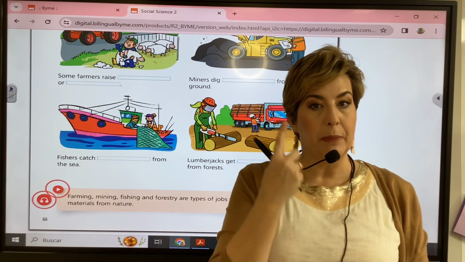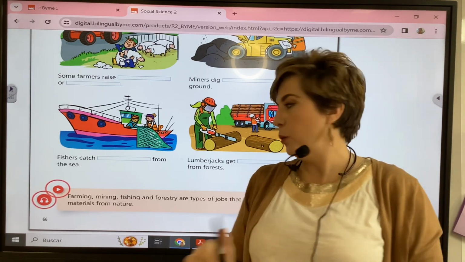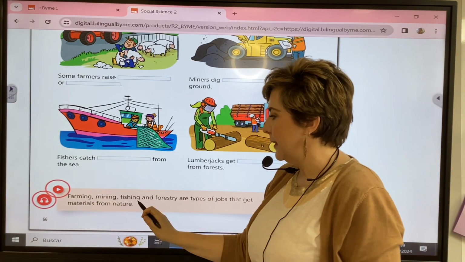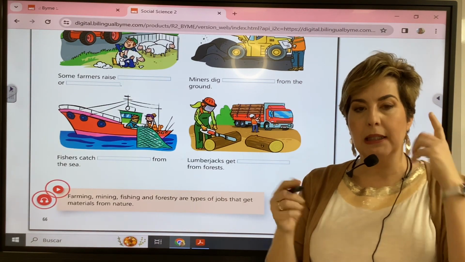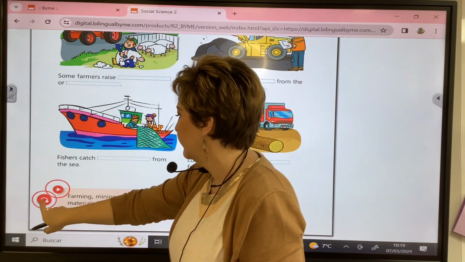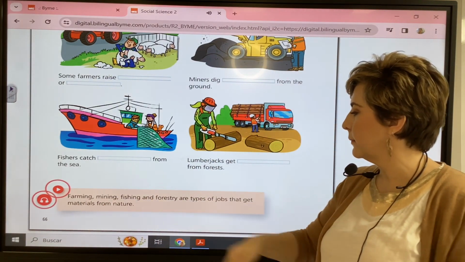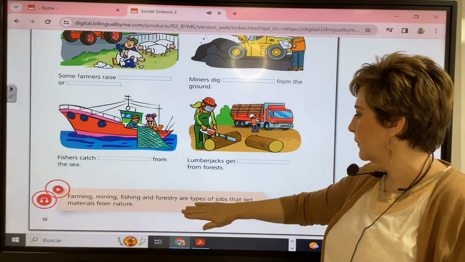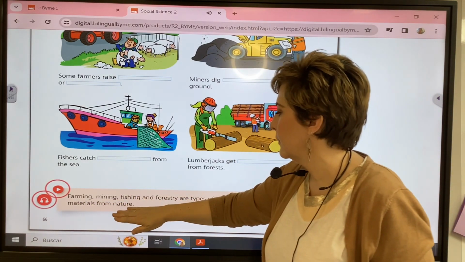Finishing with group number 1, we have a little listening about farming, mining, and fishing. Listen, and then remember, listen, stop and repeat. Farming, mining, fishing, and forestry are types of jobs that get materials from nature.